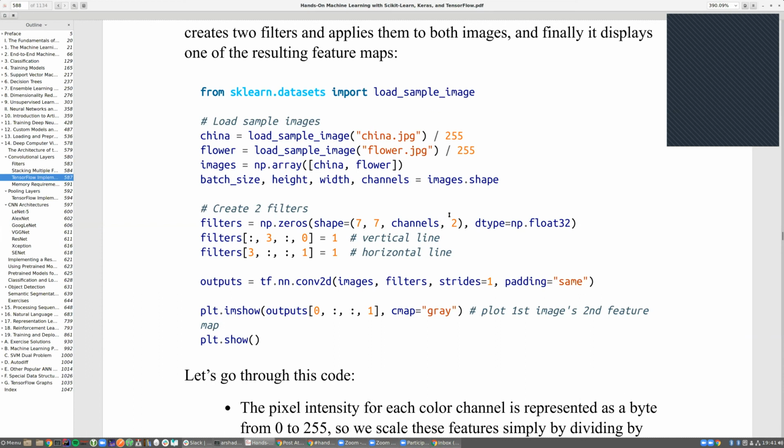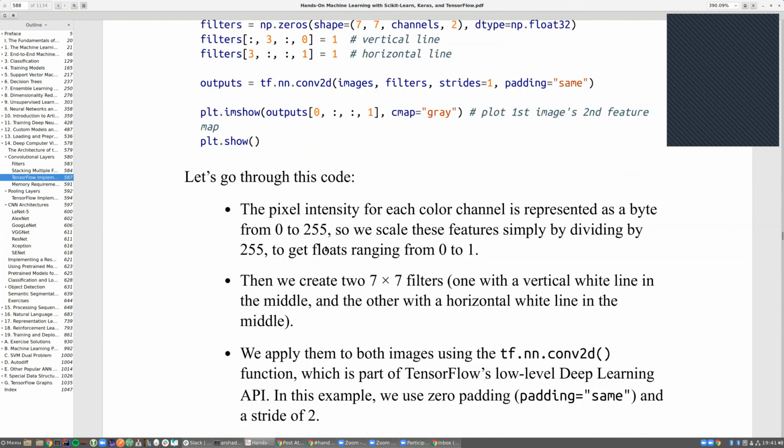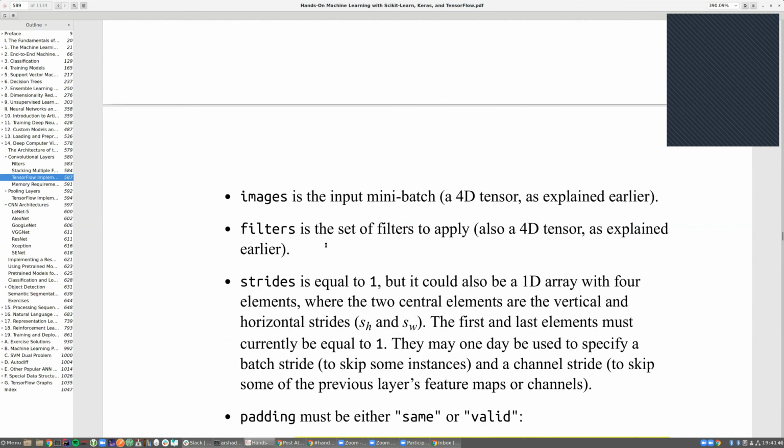Black and white. Yeah, it's black and white. It'll probably be just 1 channel. And then here, what we've got is the third column is set to 1, so that's a vertical line. And here, the third row is set to 1, and that's a horizontal line. They've applied the convolution to the images they have as input, and then plotted them out, which is what they showed earlier on, this effect of using a horizontal or a vertical line. So I think that's okay.